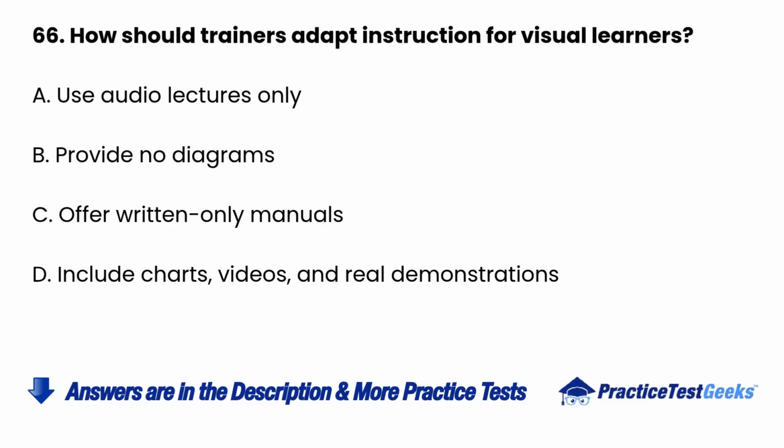66. How should trainers adapt instruction for visual learners? A. Use audio lectures only. B. Provide no diagrams. C. Offer written-only manuals. D. Include charts, videos, and real demonstrations.